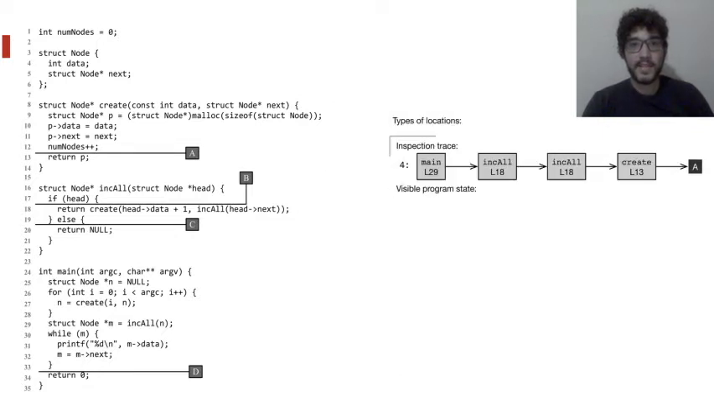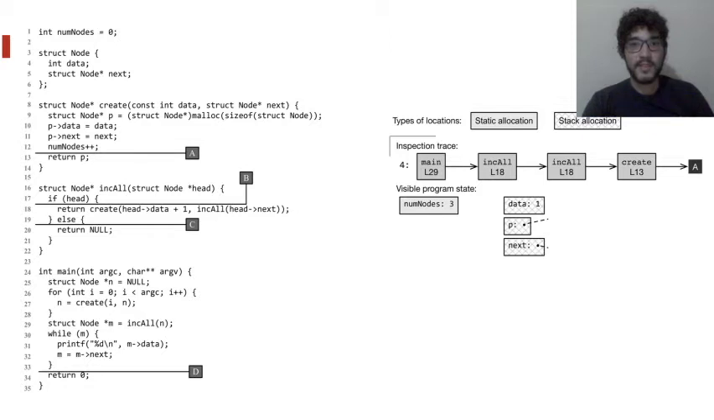Let's take the inspection trace 4 as an example and visualize the program state snapshot produced by our technique. Again, this trace corresponds to the first call of create at line 18. First, we can inspect the values that reside on statically allocated memory. In our example, the global variable none_nodes, which contains value 3 at that time. The variables on the stack are also inspected. In this case, the arguments data and next, plus the pointer p created at line 9.